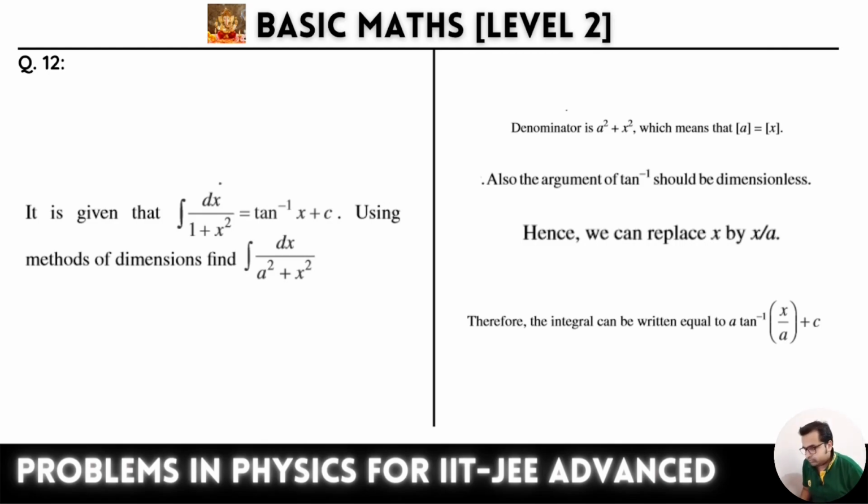Also, the argument of tan inverse should be dimensionless, because whatever argument we are passing to tan inverse should be dimensionless. So we can replace x by a, because x by a will also be dimensionless, since both have the same dimension, so it will cancel. With the principle of dimensions, we can say that the integral will be tan inverse x by a plus c.